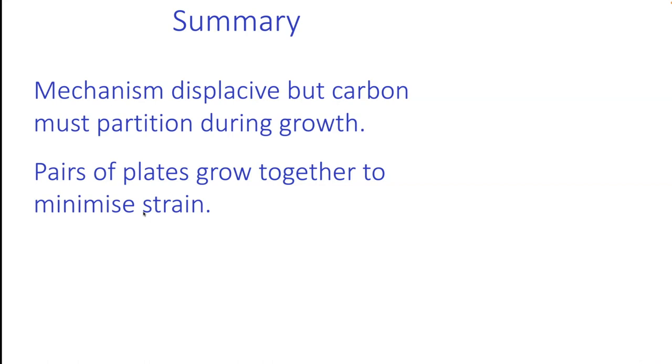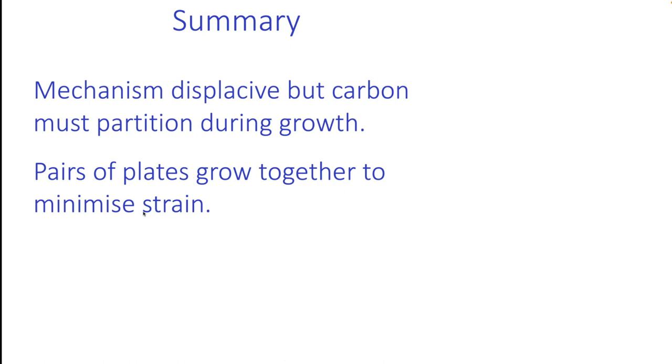And we can summarize what we have learned so far, that the mechanism of transformation is displacive, but carbon must partition during growth, and therefore it can form above the T0 temperature. And pairs of plates grow together to cancel out each other's strain energy partly. And that is another reason why it can form at high temperatures, because the driving force available at high temperatures is not so large.